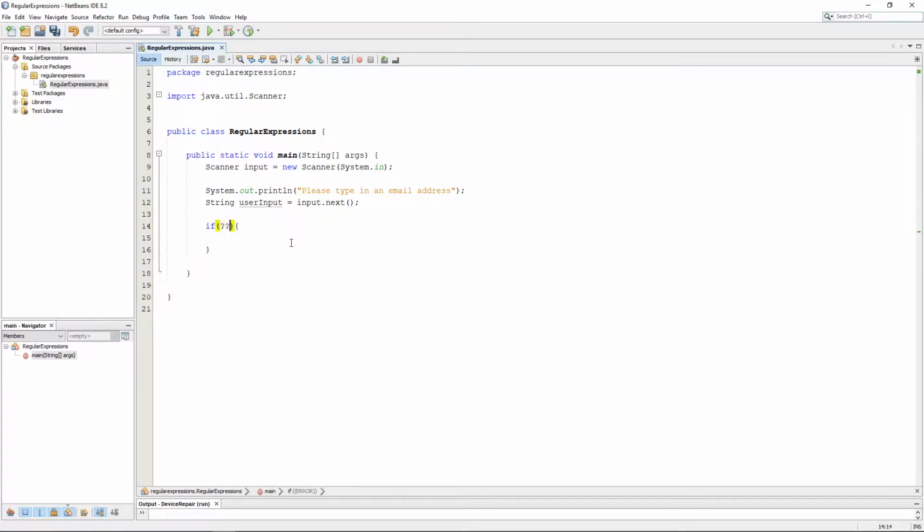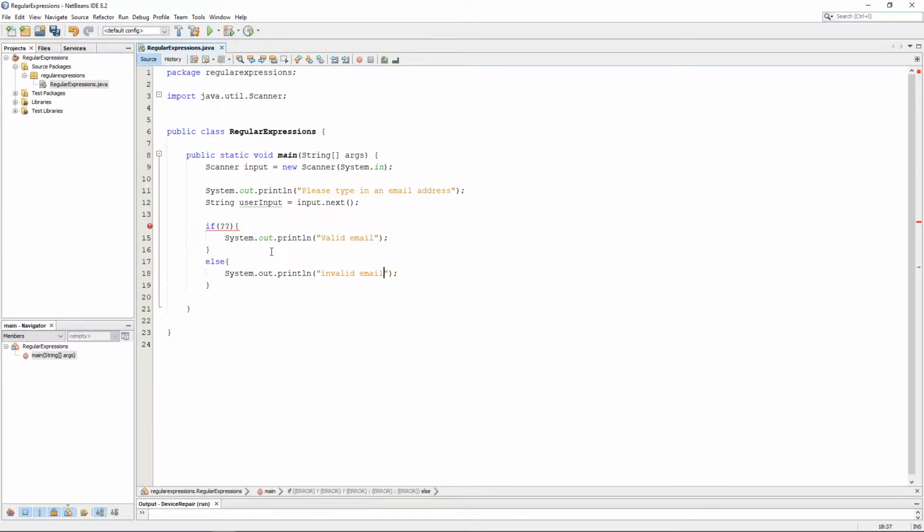All right, so at this stage we're going to do if the email is valid, we'll come back to that. If the condition of the email is valid, we want to print out, we're going to do valid email. All right, else we're going to do invalid email. All right, so that is what we are going to do.